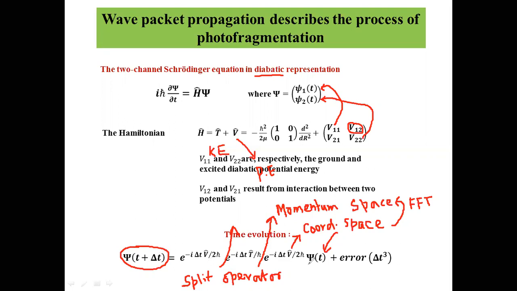And of course, this method has an error, which is delta t to the power cube. So the smaller the time step, the smaller the error, right? So we have to adjust, because if you make it very small, then you need quite a long computation time. So you cannot go arbitrarily small. You have to reasonably decide how much delta t you are going to use, right?